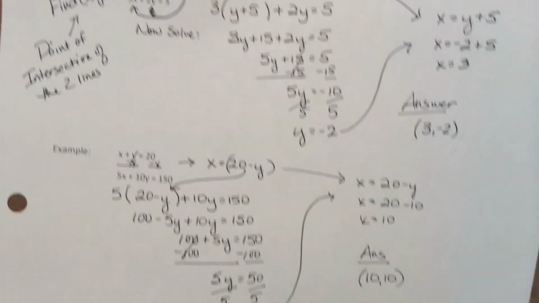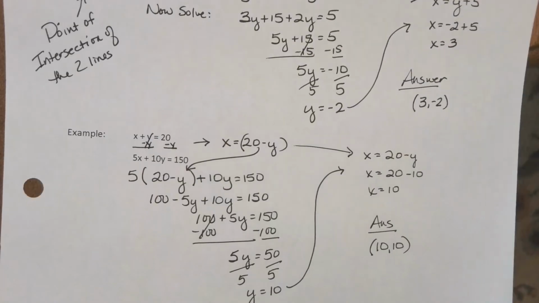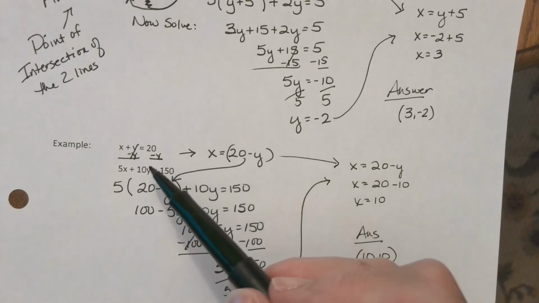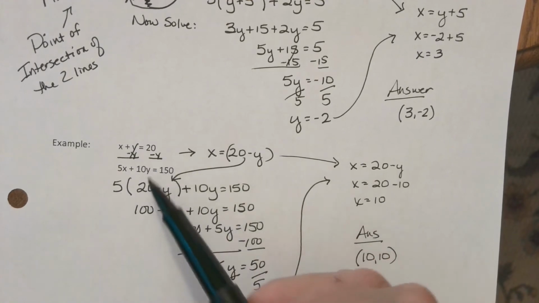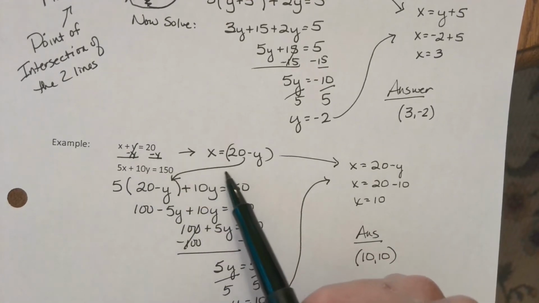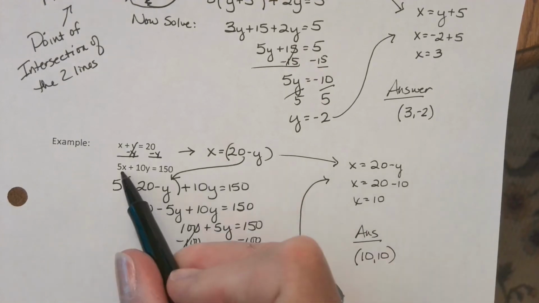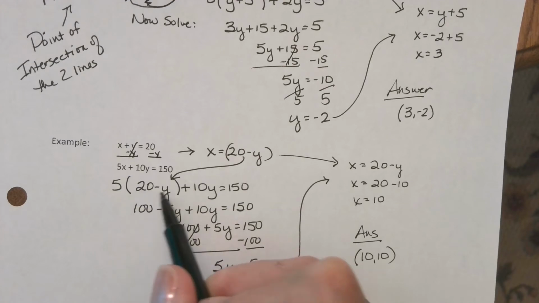Okay, let's look at another example. And again, you can pause it to write your notes, okay? This one has not been solved for x or y, so I solve it first, and I just solve for x. You could have solved for y, it doesn't matter. And then I took this and plugged it in for x in this equation, so it ended up being right here.